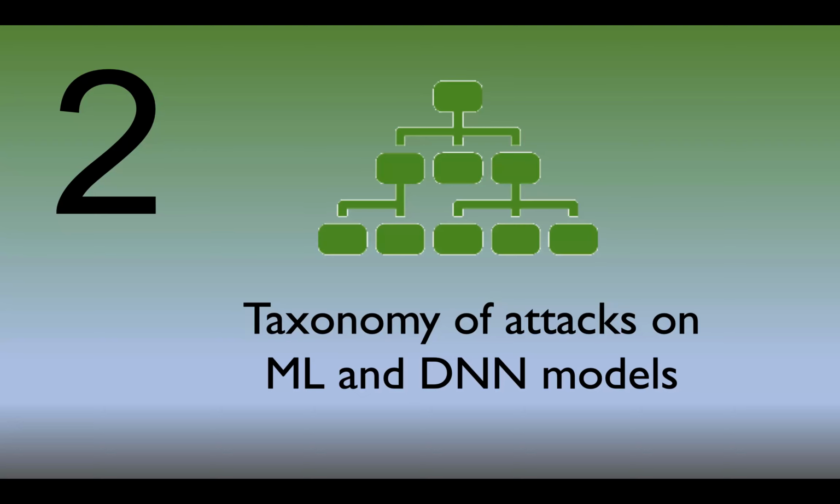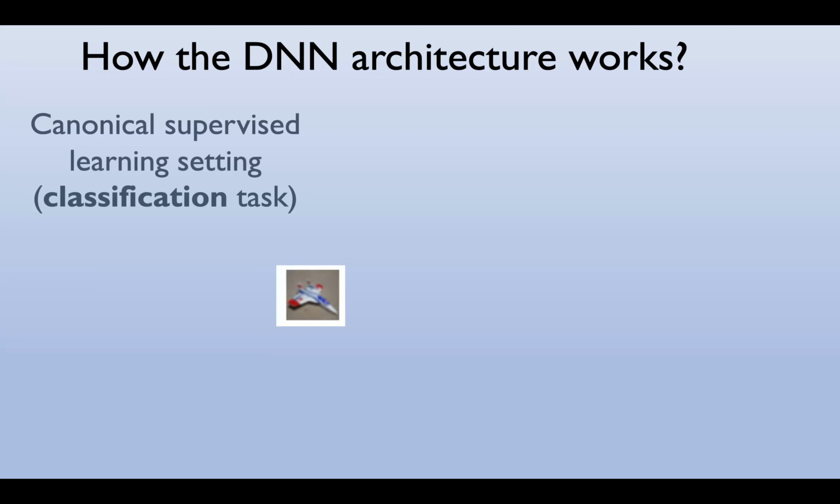In this tutorial, I'm going to describe the various kinds of attacks that exist on ML and deep neural network models. So before we get started, let me just give you some brief description of the canonical supervised learning task of classification and how it works. And we will use that to then see how an attacker can use the same algorithm to attack the ML model.